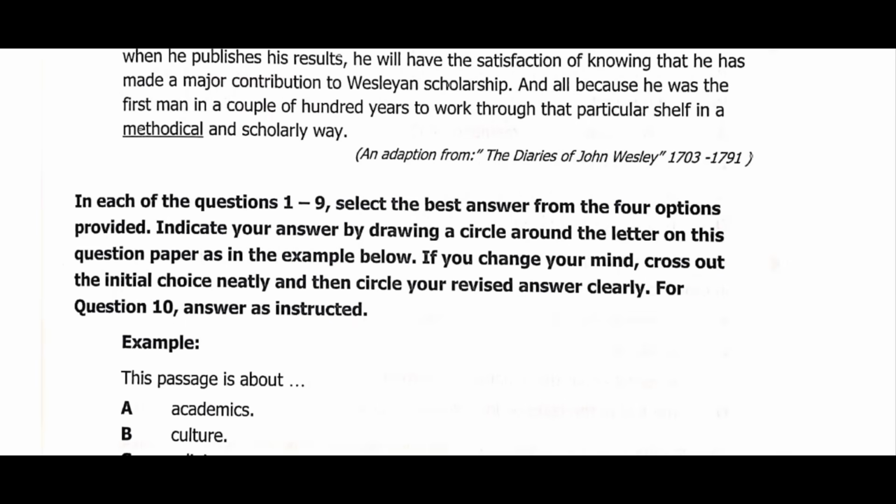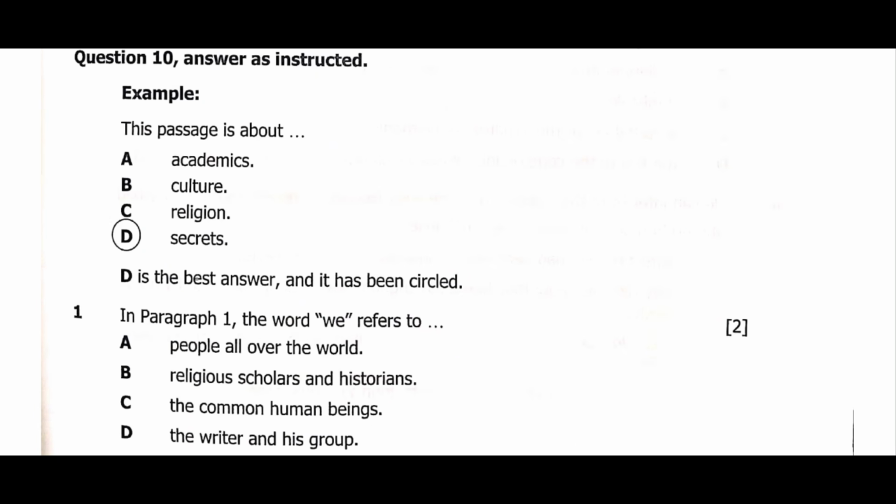In each of the questions 1 to 9, select the best answer from the 4 options provided. Indicate your answers by drawing a circle around the letter on this question paper as in the example below. If you change your mind, cross out the initial choice neatly and then circle your revised answer clearly. For question 10, answer as instructed. Okay, so now let's look at these questions. The passage is about secrets. Okay, so we have been given the best answer.